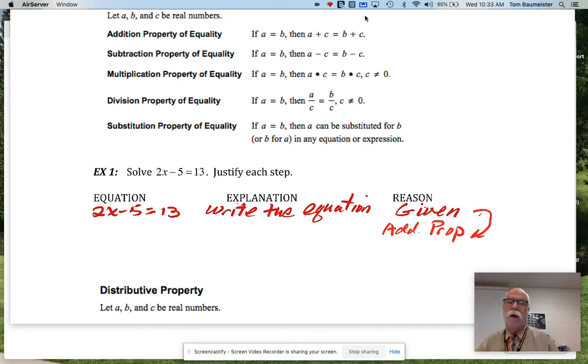When you're looking at your homework, you're probably going to drag and drop it, so it'll have the addition property of equality. But when you're writing them out for me, you can just write the addition property. I'm okay with that. So what does the addition property do? It adds 5 to each side. Notice I made my little arrow there.